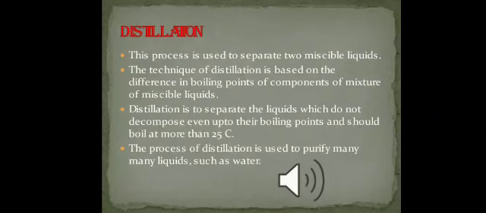The liquid which boils at a lower temperature is vaporized at a lower temperature. The vapor so obtained is passed through a tube and gets condensed in a separating container, leaving the liquid with high boiling point in the distillation flask. Distillation is used to separate the components of a mixture of two miscible liquids that boil without decomposition and have sufficient difference in their boiling points. The process of distillation is used to purify many liquids such as water.